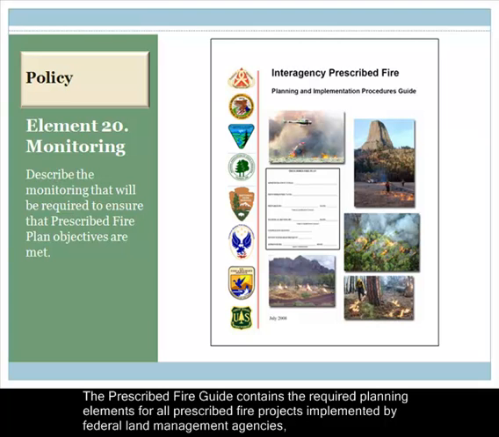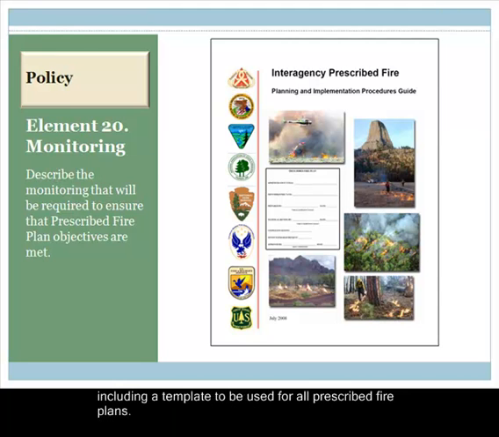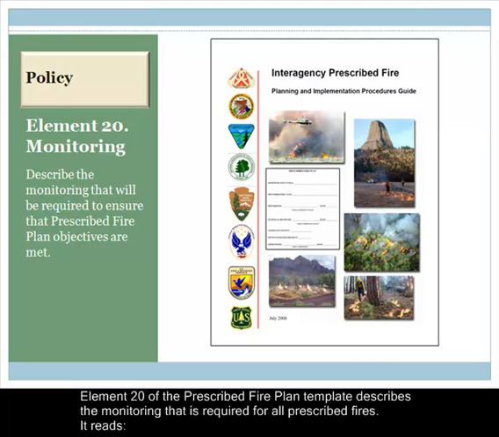Good. The Prescribed Fire Guide contains the required planning elements for all prescribed fire projects implemented by federal land management agencies, including a template to be used for all prescribed fire plans. Element 20 of the Prescribed Fire Plan template describes the monitoring that is required for all prescribed fires.